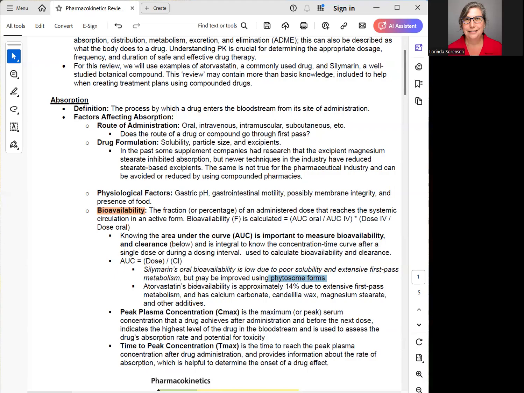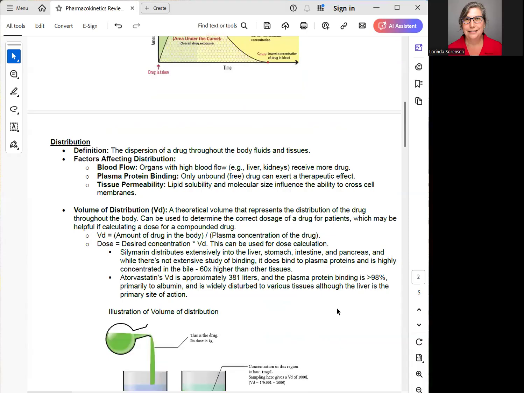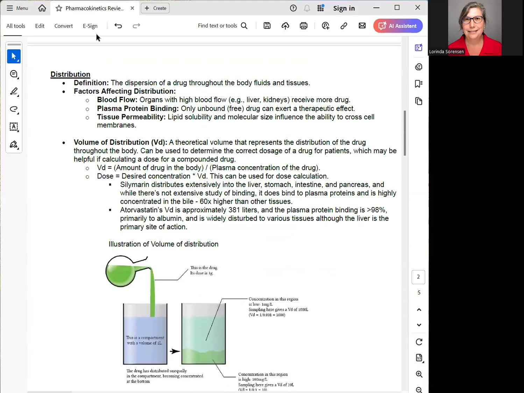And this particular statin's bioavailability is 14%. It has extensive first pass, and it also has some additives in there. Now, these two compounds, again, the liver is their primary target. Okay, so in distribution, we want to think about blood flow.